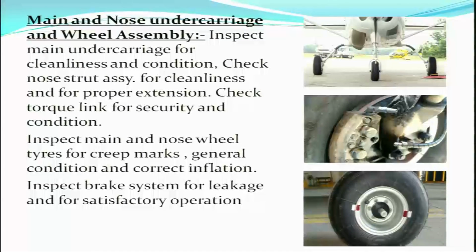Inspect main and nose wheel tires for creep marks. In the figure you can see these are the creep marks. You need to check whether the creep marks are aligned. We need to check the general condition of the tires and the correct inflation. Inspect brake system for leakage and for satisfactory operation. The brake systems are to be checked for any leakage and for satisfactory operation.